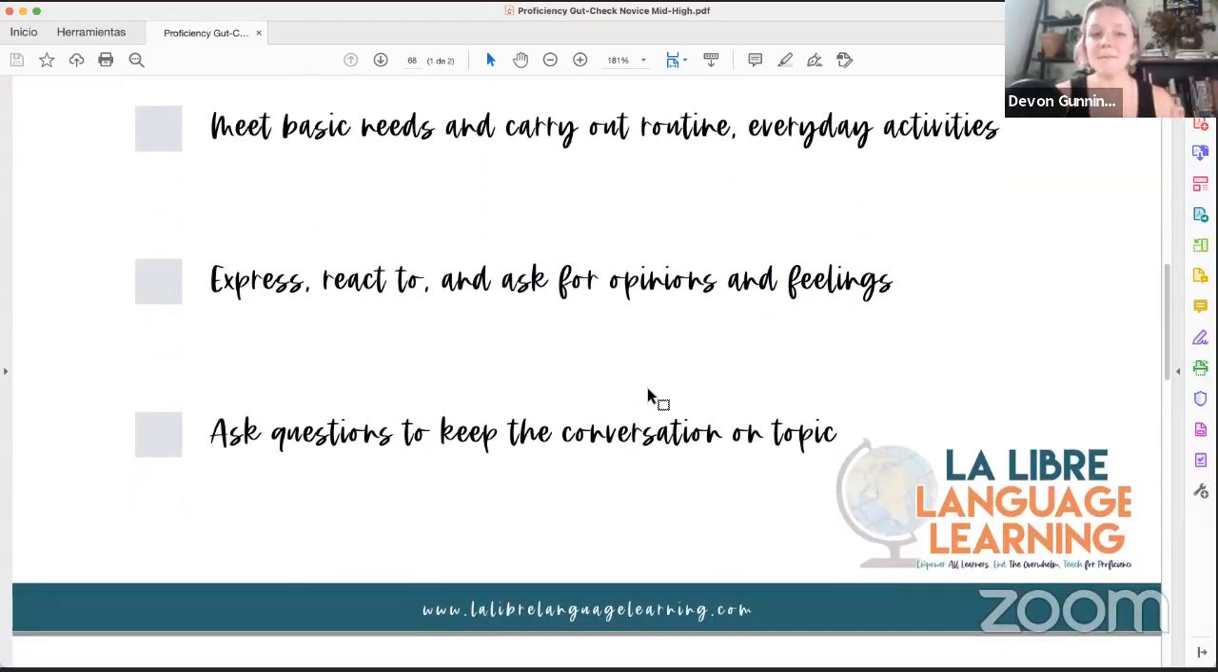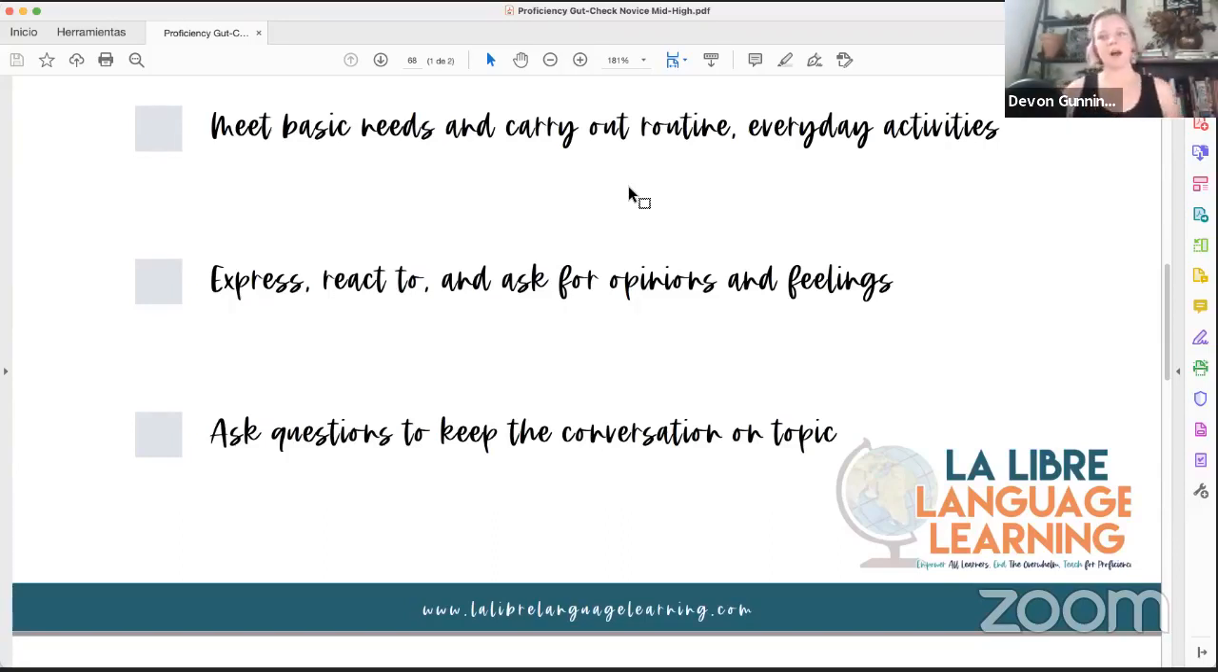How about this one? Meeting basic needs and carrying out routine everyday activities. Can your students, this is one that I feel like gets ignored a lot in curriculums, because we talk a lot about meeting basic needs in a classroom environment, but can they meet their basic needs when they're going and talking to anybody who uses that language? Can they meet a basic need like go where they need to go, get recommendations for going somewhere? Can they figure out if the restaurant has what they need, especially if they have an allergy or not?